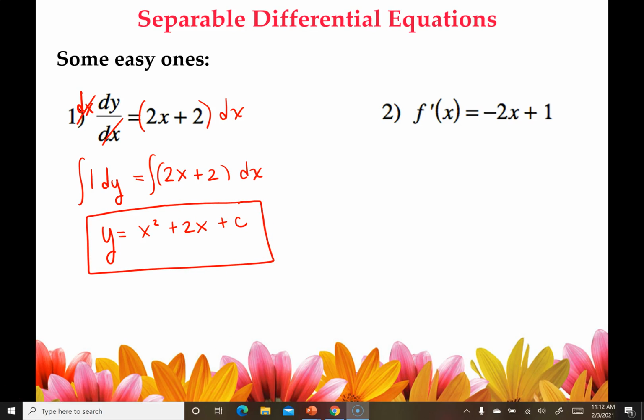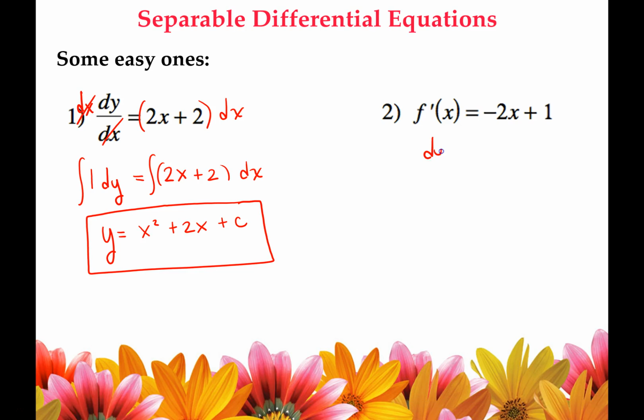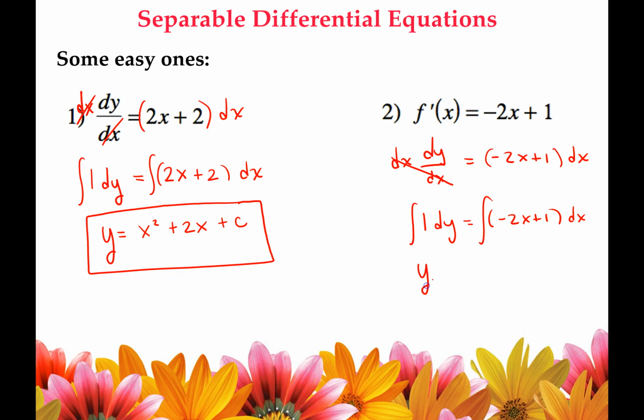All right, now on the second one here, we want to rewrite the f prime of x as dy/dx. And again, our first step after that is going to be to multiply by dx on both sides. Okay, my dx is canceled, so I'm left with 1 dy is equal to negative 2x plus 1 dx. Integrate both sides, I get a y, and technically I get a plus c here, and I'll talk about that in a second.